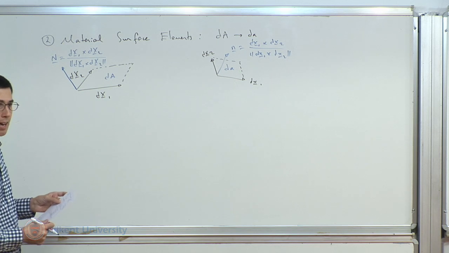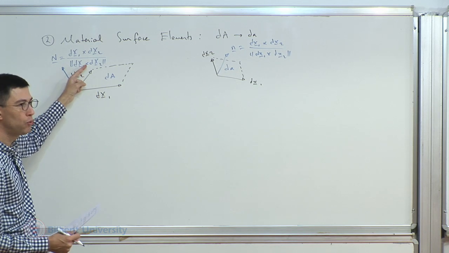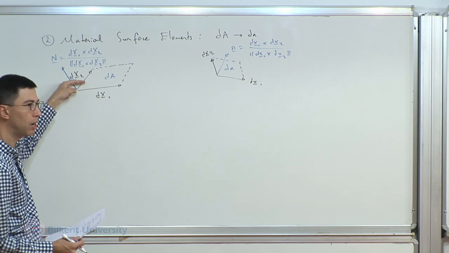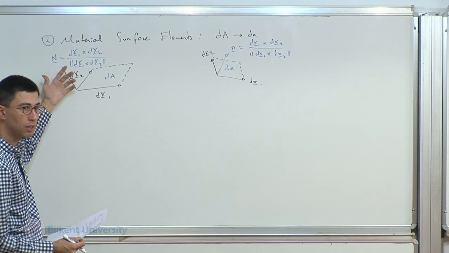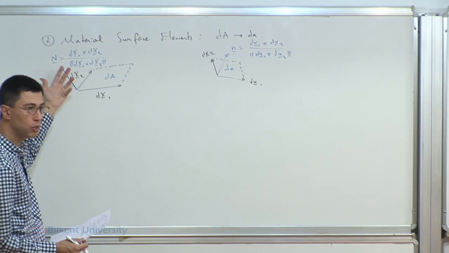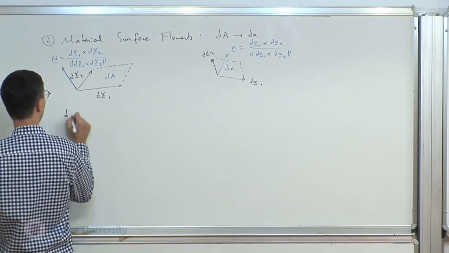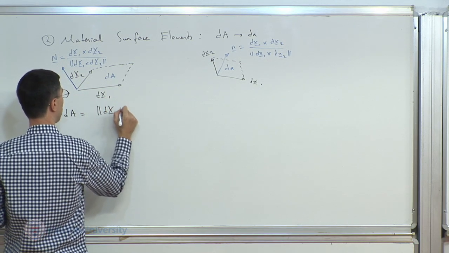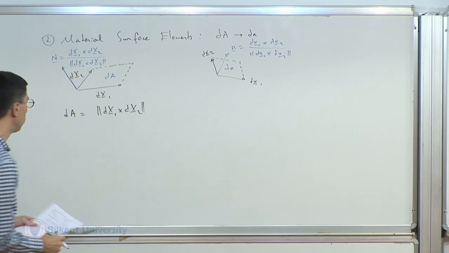Now, if I take the cross product between these two vectors, what comes in is the magnitude of the two vectors and the sine of the angle between them. So in other words, the cross product magnitude naturally contains the information about the area. So the area, dA, is nothing but the magnitude of d capital X1 cross d capital X2, right?